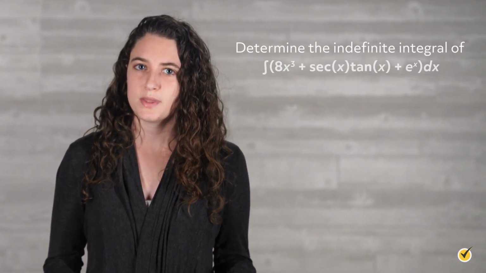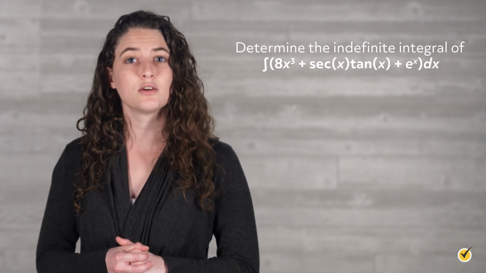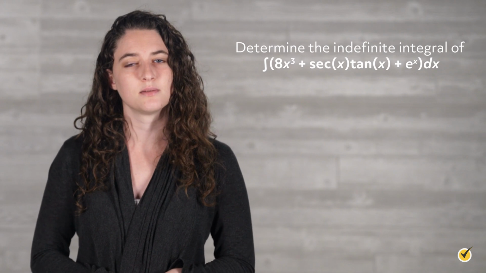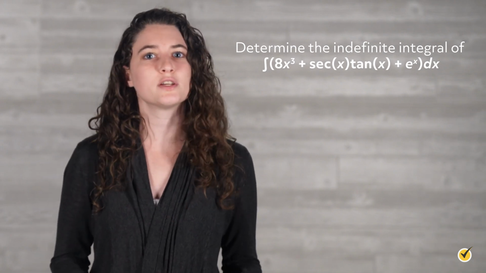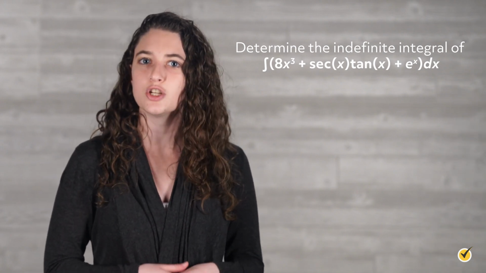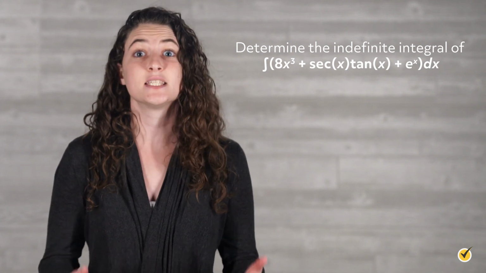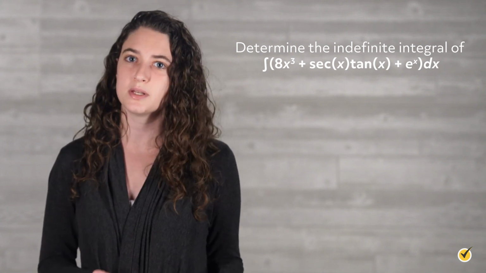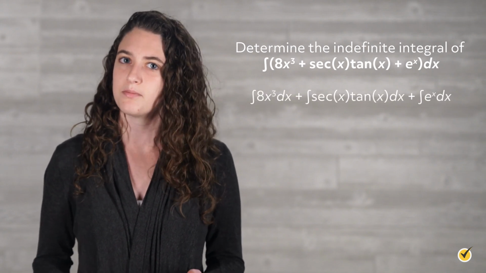Let's close by working through one more example. Determine the indefinite integral of h of x equals 8x cubed plus secant of x times tangent of x plus e to the x. The sum and difference rule told us that we can take the derivative of a function one term at a time. The same rule applies to integrals. We can simplify this expression by splitting up the terms into separate integrals.